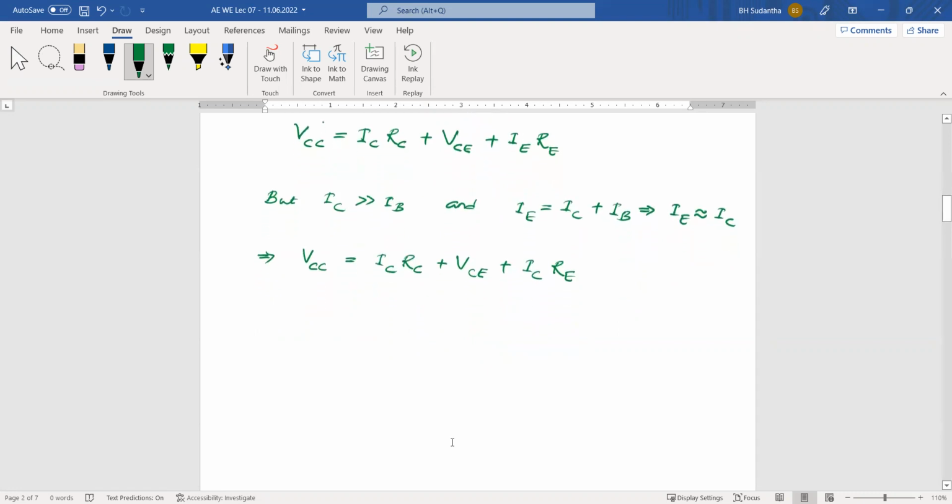Okay, now we can rearrange this equation. We can take IC to one side: IC times (RC plus RE), and on the other side we have VCC minus VCE. Then IC equals 1 over (RC plus RE) times VCC minus VCE, that is, IC equals (VCC minus VCE) divided by (RC plus RE).